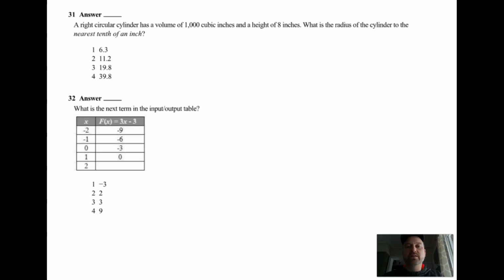For number 31, it says a right circular cylinder has a volume of 1,000 cubic inches and a height of 8 inches. What's the radius of the cylinder to the nearest tenth of an inch? Your formula is pi r squared h. The volume is 1,000, so you plug the 1,000 in for V, pi r squared, and the height is 8.